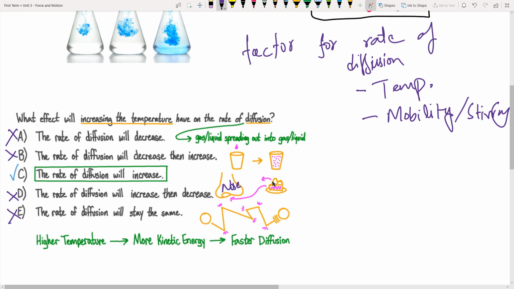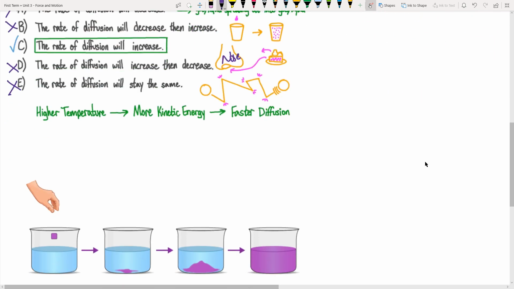If the temperature is greater, then more energetic collisions are going to be there, more faster movement of particles will be there, so more diffusion will be there. And at lower temperature, diffusion is going to be slower. So higher temperature will have more kinetic energy. That means faster diffusion.